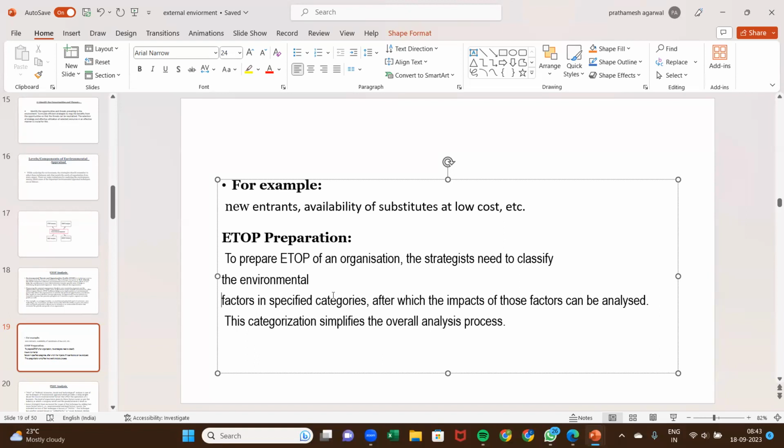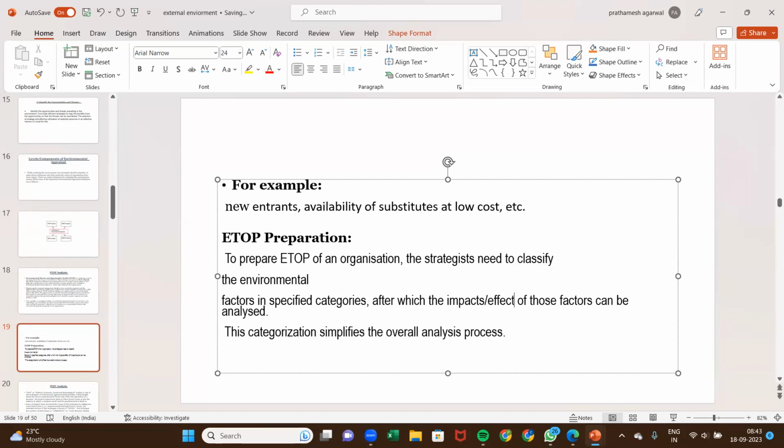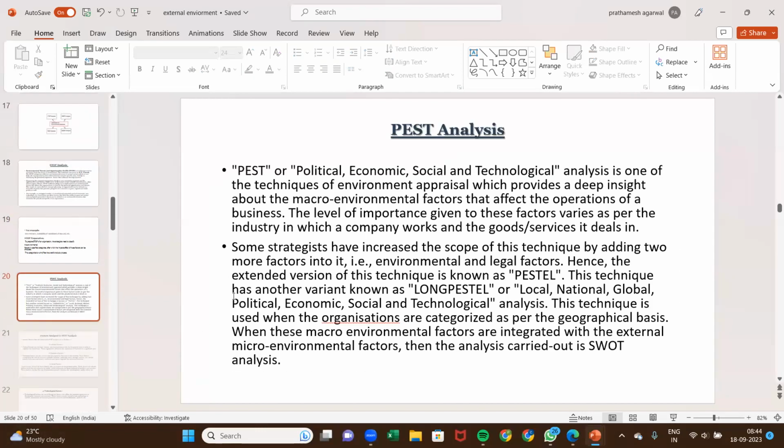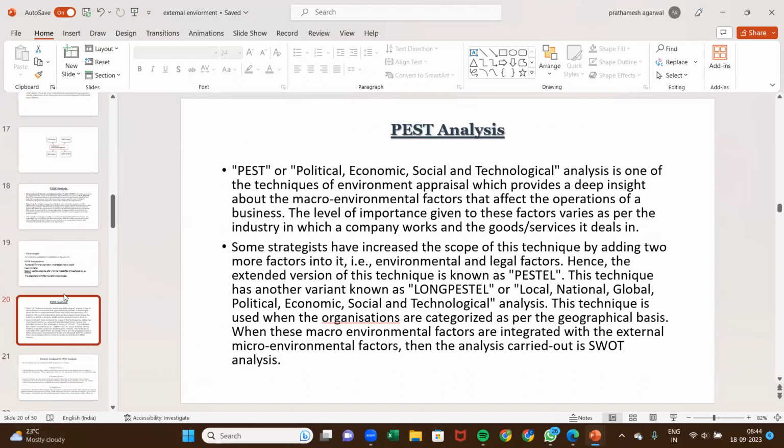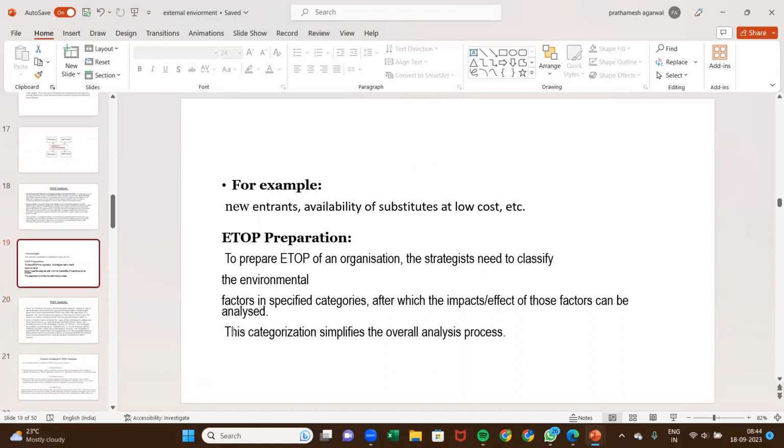First, you identify the factors. Second, you study the impact. Impact means the effect of those factors, which can be analyzed. So I repeat, first you study the environmental factors, and secondly, you will see the impact or the effect of those factors. This categorization simplifies the overall analysis.